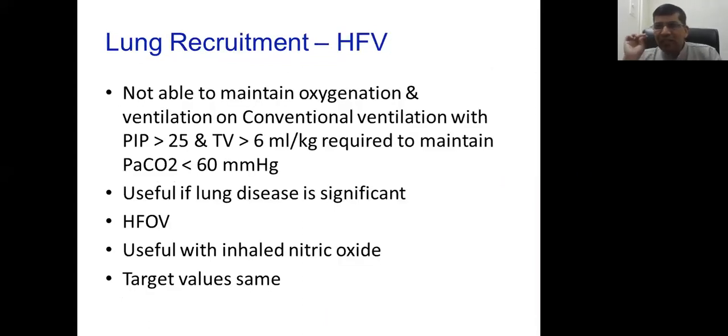The most important thing: a lot of babies with meconium, especially in asphyxia, will require high frequency ventilation. In my own unit, we use early high frequency ventilation. I don't wait for the EIP of 25. My cutoff is 22, 23 because I don't want to damage the lung. Tidal volume probably 5.5 to 6.